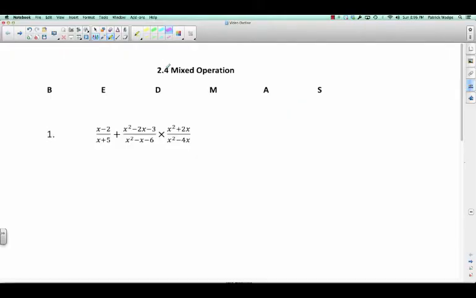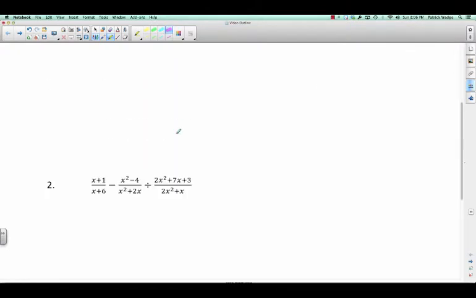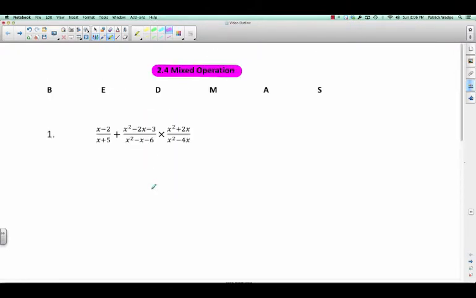To light the way. Okay, section 2.4 is on mixed operations. It should say operations, shouldn't it? It's kind of weird, mixed operation. Anyway, basically I'm not teaching you anything new today because all you're doing is adding, subtracting, multiplying, dividing rational expressions, but you're doing it all mixed up, right? You got some adding, some multiplying in this question. You got some subtracting, some dividing in this question.